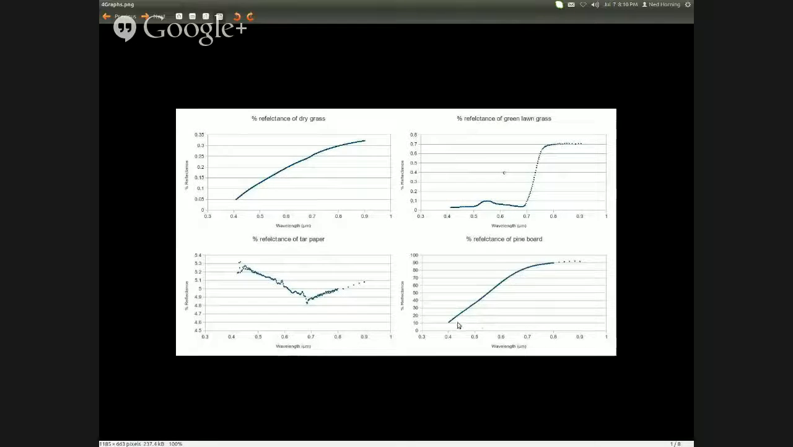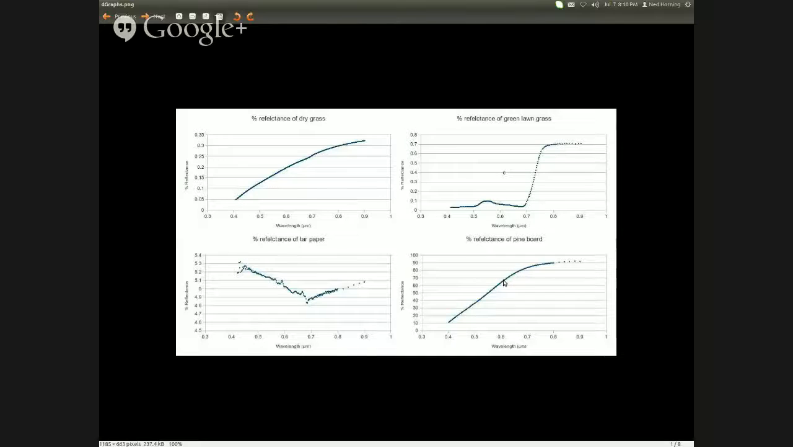And here we have a pine board, where the shape of the curve is very similar to dry grass. It's just that the reflectivity is a lot higher. For example, once we get into the near infrared, the reflectivity is about 90%, whereas for the dry grass it was, I don't know, 30, 35%. So the shape of the curve is about the same. It's just the scale is a little bit different.